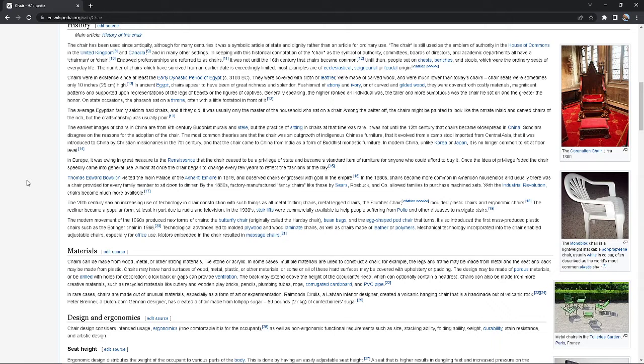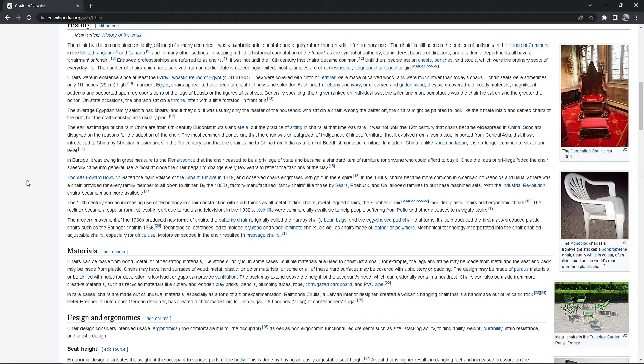The design may be made of porous materials or be drilled with holes for decoration. A low back or gaps can provide ventilation. The back may extend above the height of the occupant's head, which can optionally contain a headrest. Chairs can be made from more creative materials, such as recycled materials like cutlery and wooden play bricks, pencils, plumbing tubes, rope, corrugated cardboard, and PVC pipe.